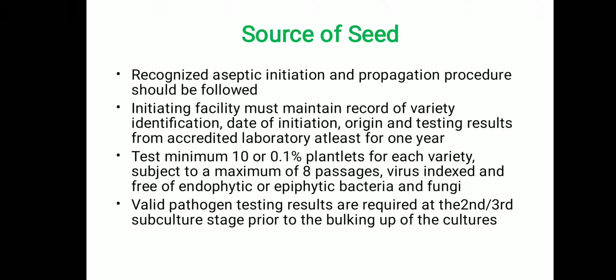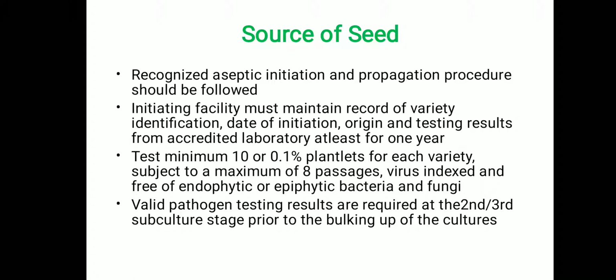Now, the source of seed material or propagule material. The recognized aseptic initiation and propagation procedure should be followed to handle the seedling materials. The initiating facility must maintain a record of varietal identification, date of initiation of the culture, origin, and testing results from the ATL, and keep it for at least 1 year. For testing virus indexing and genetic purity, a minimum of 10 plants or 0.1% of the population of plantlets for each variety are selected for testing.